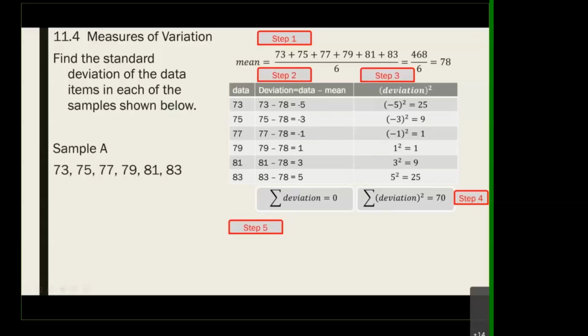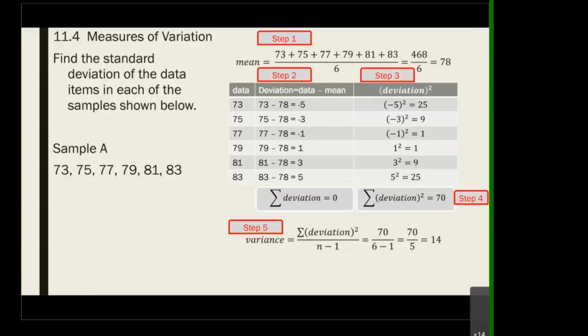Once you have this, step 5 comes in. You take the summation of the deviation squared and divide it by n minus 1. What is n? Like last time, n is the total number of data, which in this case is 6. 6 minus 1 gives me 5. So 70 divided by 5 gives me 14. And what is step 5? It's your variance. The question does not ask you for the variance.